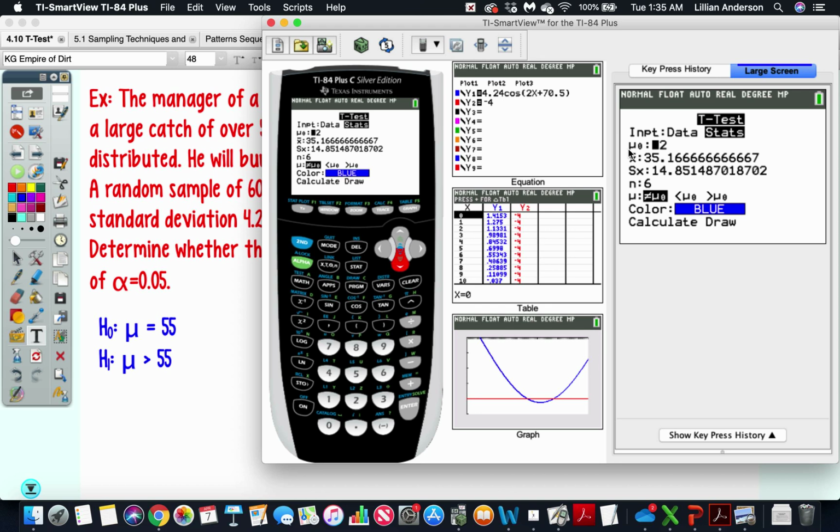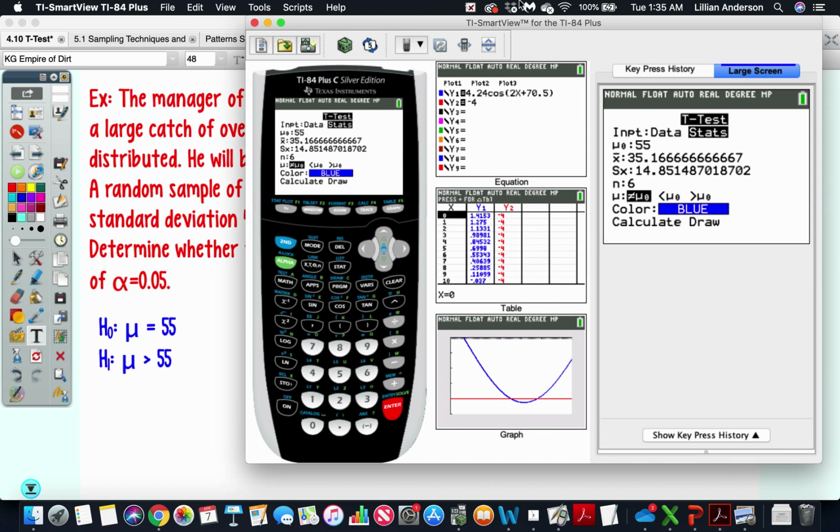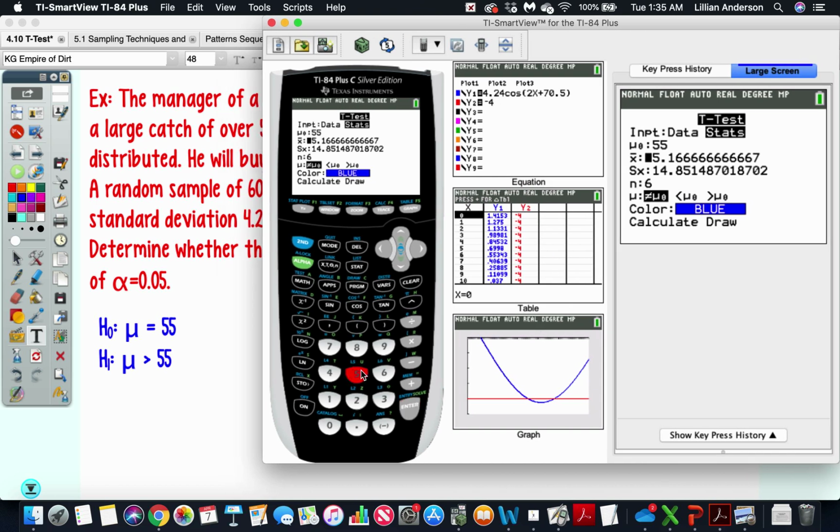That is a mu sub 0. We're going to type in our value, which is 55. X bar, remember X bar represents our mean. And in our problem, our mean was 56.2. So we're going to type in 56.2 for our mean.